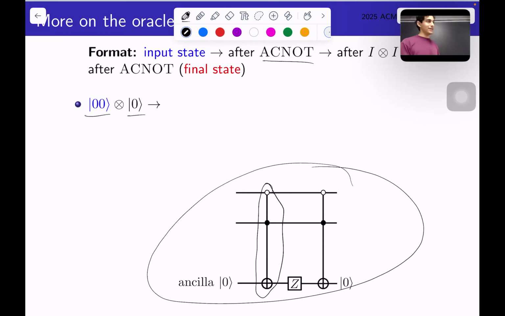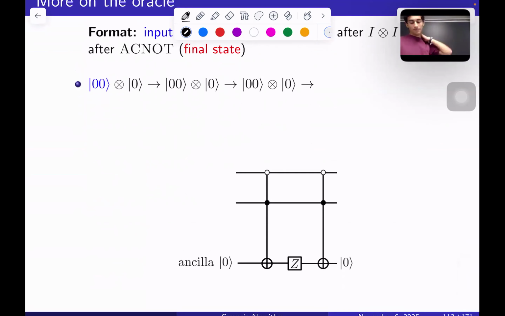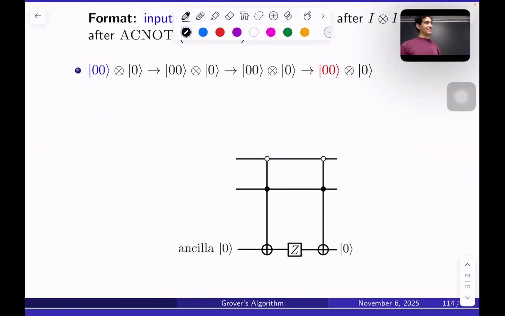And after you apply the identity on the first two qubits and then a Z on the helper qubit, what would you get? This one gets an I applied to it, this one gets an I, and this one gets a Z. Same thing, because Z doesn't change 0, it only changes 1. And likewise, when you apply the last one, which is the exact same thing, you don't hit the control condition, so you get the exact same state back. If you just look at the first two qubits, you've done what you needed to do with the oracle.